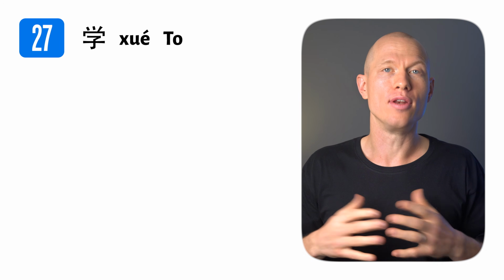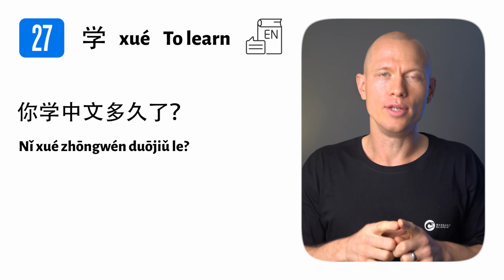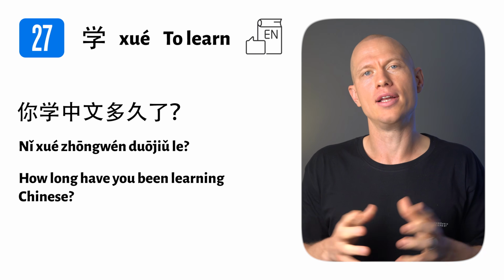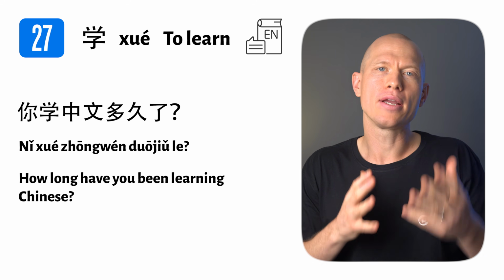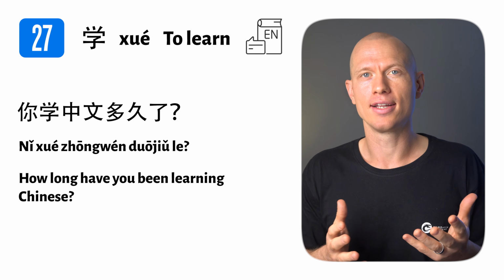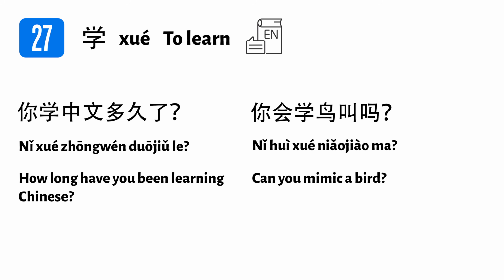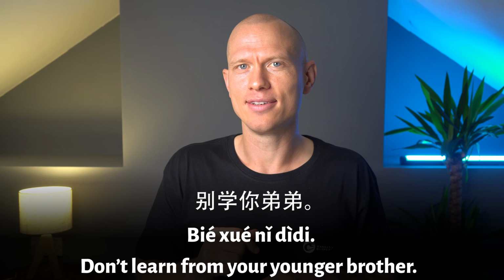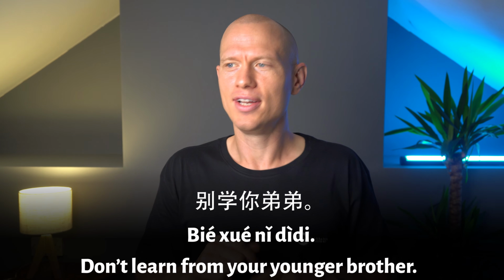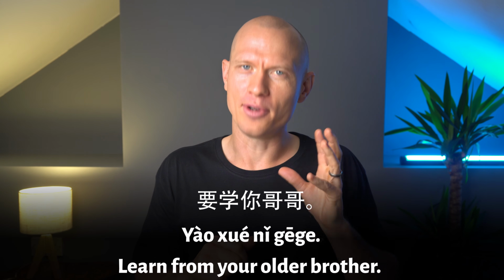Next up, a very handy one. This is what you're doing right now. 学. 学 means to learn. 你学中文多久了? How long have you been learning Chinese? It's also used to mimic or imitate someone or something. 你会学鸟叫吗? Can you mimic a bird? And it's also common to say, learn from someone as a good example or a bad example. 别学你弟弟. Don't learn from your younger brother. Or 要学你哥哥. You want to learn from your older brother.